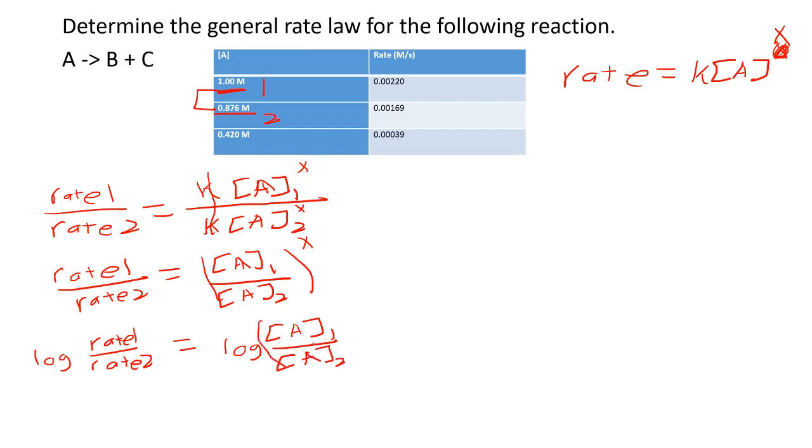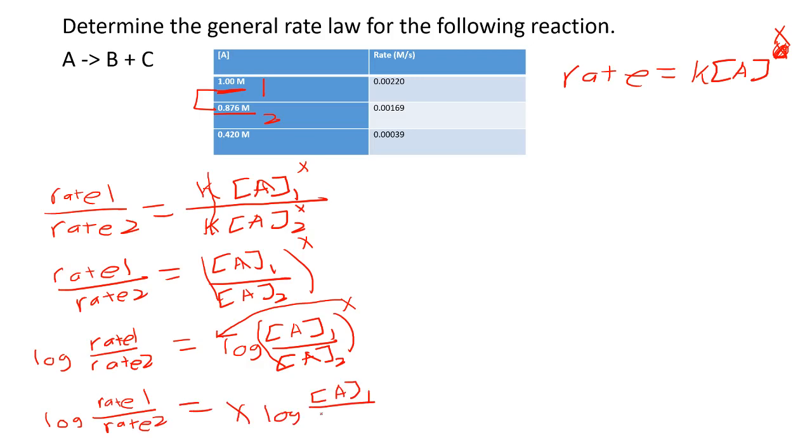So here, we have the log of all of this to the x power. Because I have a logarithm, I can move my x to the front of it. So now we have log rate 1 over rate 2 is equal to x log concentration of A at 1 over concentration of A at 2.